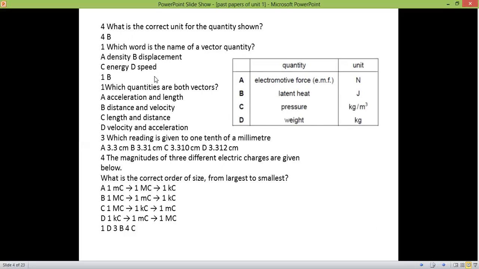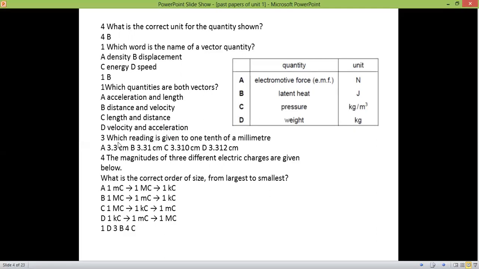Next question, which word is the name of the vector quantity? So B is the correct answer. Displacement. All the rest, density, energy, speed, are scalar. Which quantities are both vectors? Correct option is D. Velocity and acceleration are both vector quantities.